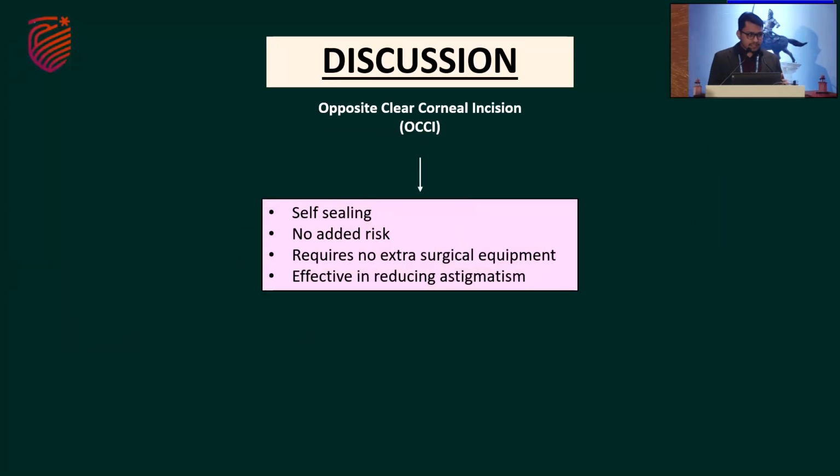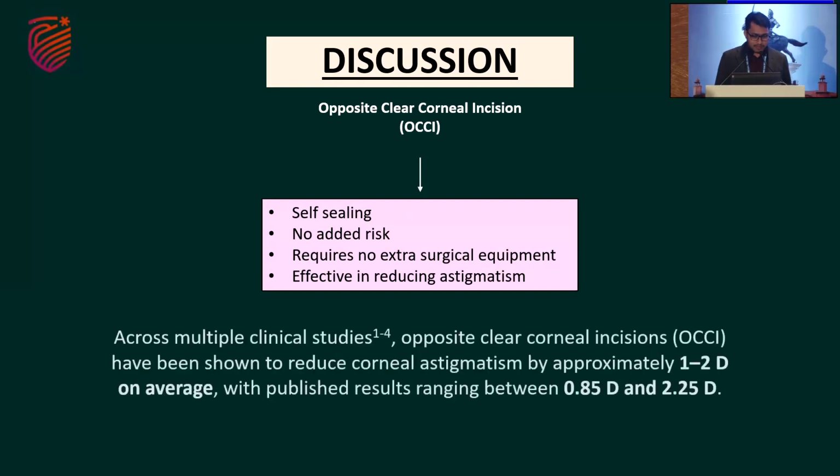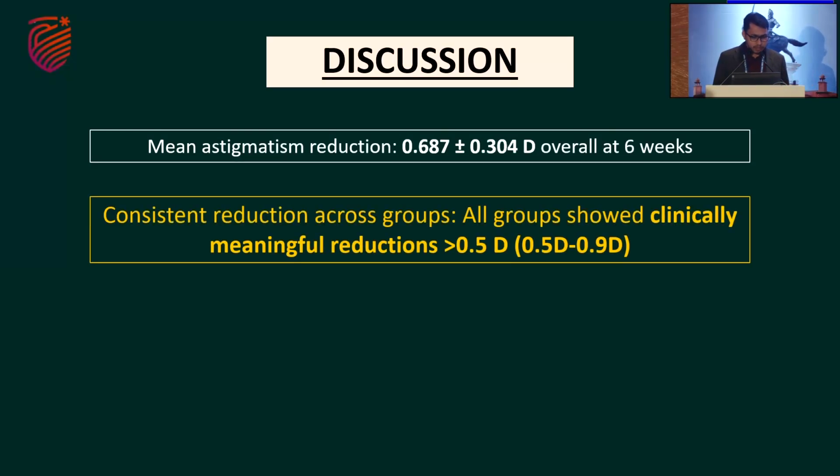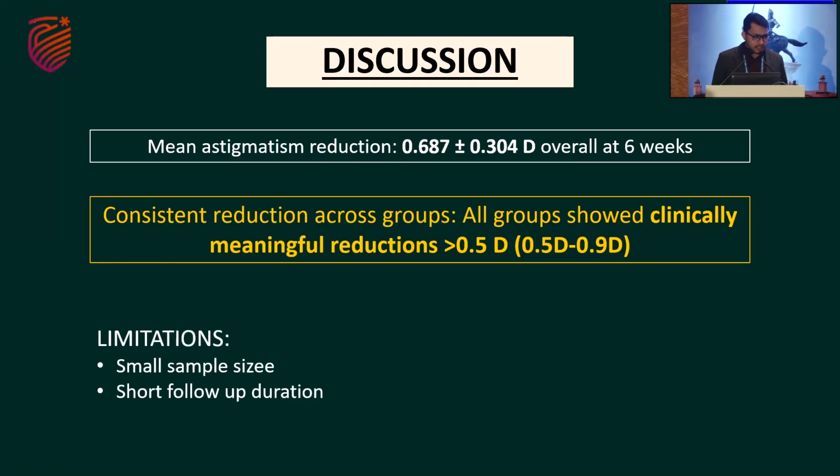This is a very self-sealing incision. There's no added risk, it requires no extra surgical equipment, and it's very effective in reducing astigmatism. Multiple studies have shown reduction of astigmatism on an average of 1 to 2 diopters, with published results ranging from 0.85 to 2.25 diopters. In our study, the mean reduction was 0.6 diopters overall at 6 weeks post-operative, and the reduction was consistent across all groups, more than 0.5 diopters. Limitations, however, were small sample size and short follow-up duration.